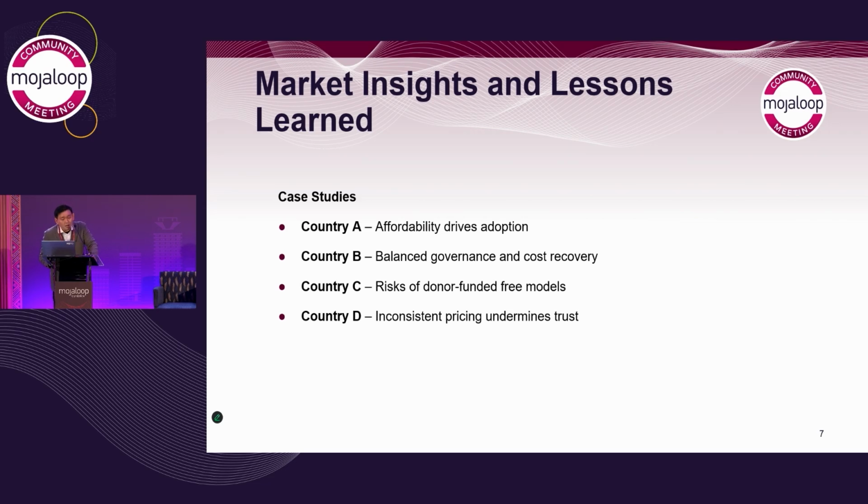Next, country B has a balanced governance and cost recovery structure. It employs cap scheme fees. So it regulates pricing to ensure affordability and sustainability. This is for country B.